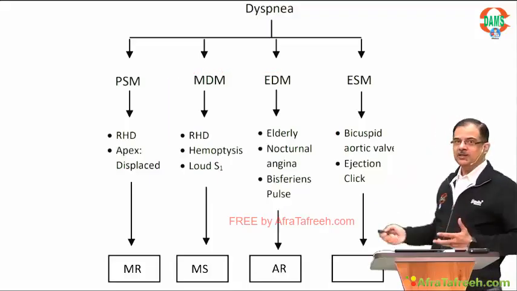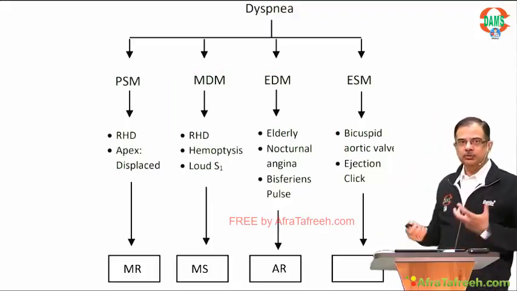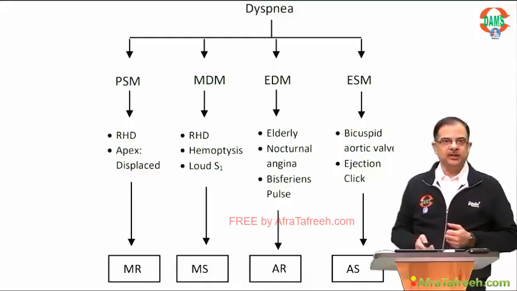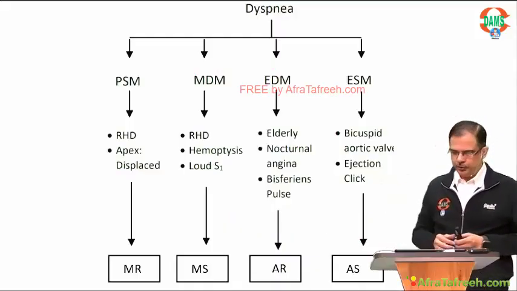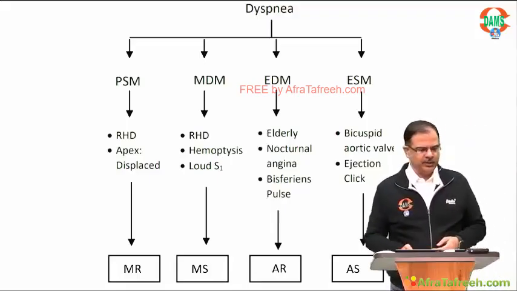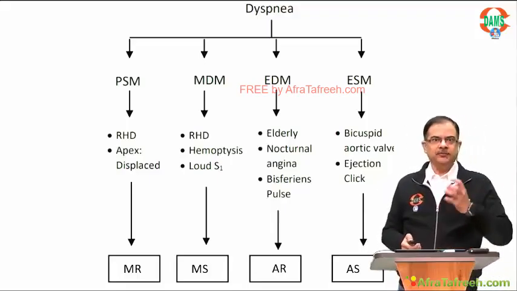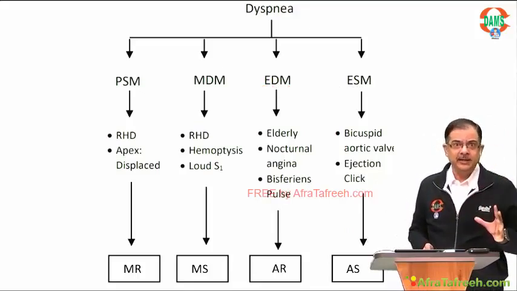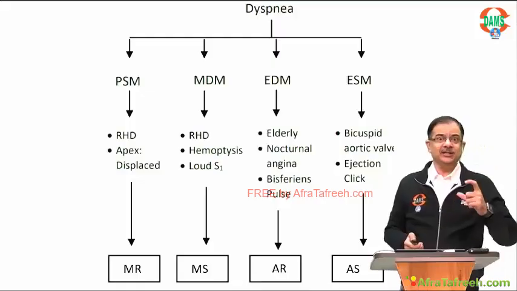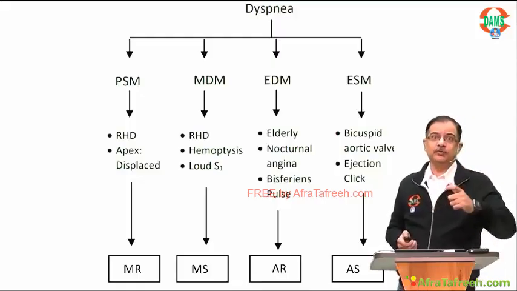While the last one, ejection systolic murmur, there is only one answer, it will be a case of aortic stenosis. Ejection click is present in aortic stenosis. So this is how, with minimum information, you have to make a complete diagnosis. For any valvular heart disease, the essential thing is the murmur. You have to see the murmur.